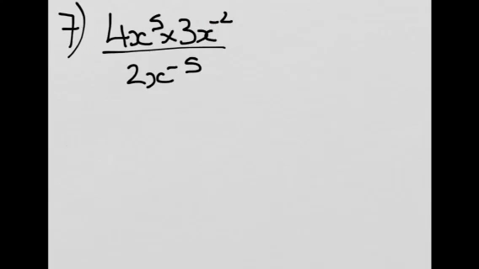Question 7. We're looking to simplify the expression 4x to the power of 5 times 3x to the minus 2 all over 2x to the minus 5. So to start this off, we need to tidy up the numerator. When we're multiplying, we times the numbers at the front, and then I'll let you try and figure out the rules for the power. Okay, so it's going to be 12x to the power of something, and we're going to divide that by 2x to the power of minus 5.